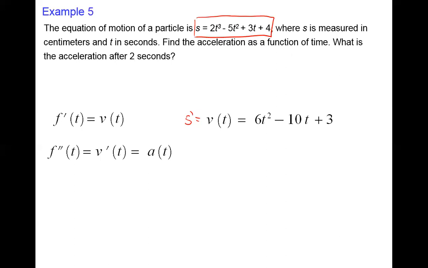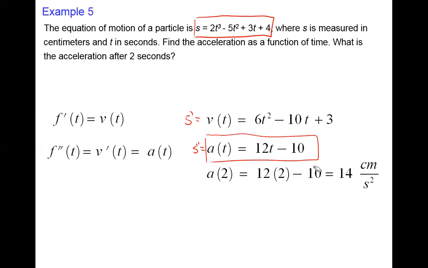Now, the second derivative will give me acceleration. That means the second derivative is the acceleration. The derivative of 6t squared is 12t, negative 10t gives negative 10, and 3 gives 0. Okay, and then that means this is the acceleration function as a function of time, and then we have to substitute 2. 12 times 2 minus 10, 14 centimeters per second squared. That means again, we did the application, but in order to get the derivative, we didn't use the limit notation, we used nice shortcut formulas.